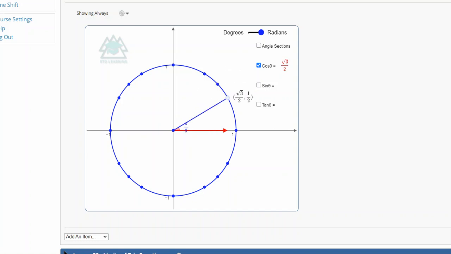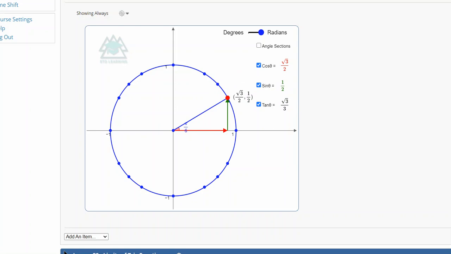Right now we're just in quadrant 1. Sine theta would show you the y value there. Now, tan theta really is just sine theta over cos theta, so if you click that one, it gives you the simplified version. Root 2 over 2 over root 2 over 2 would be tan theta equal to 1.